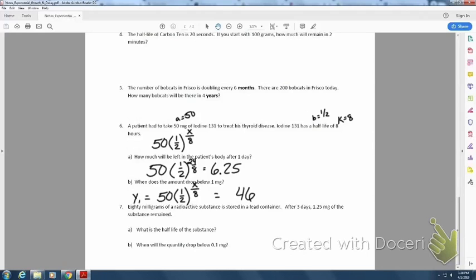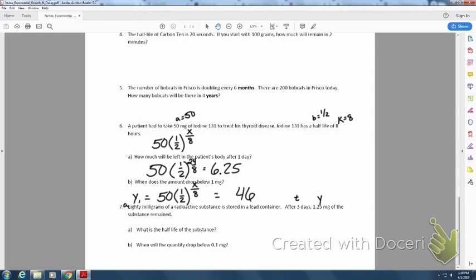It says 80 milligrams of a radioactive substance. So right there's my A value, which is 80. Is stored in a lead container. After 3 days, there's my time. 1.25 milligrams of the substance remained. So on this one, we have the A.